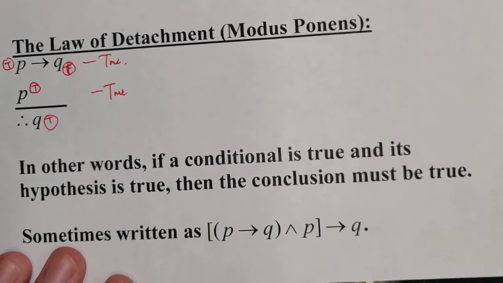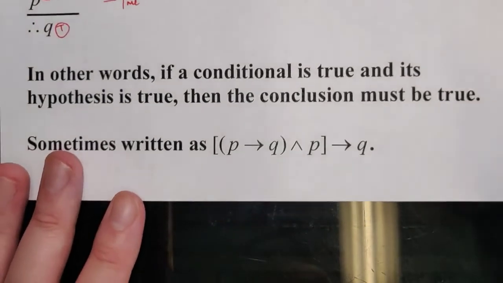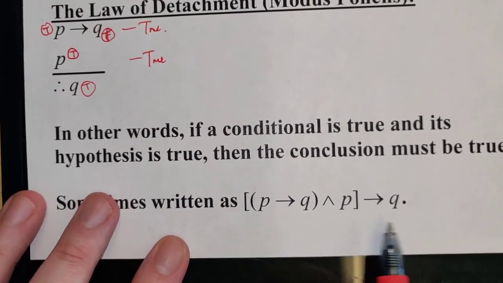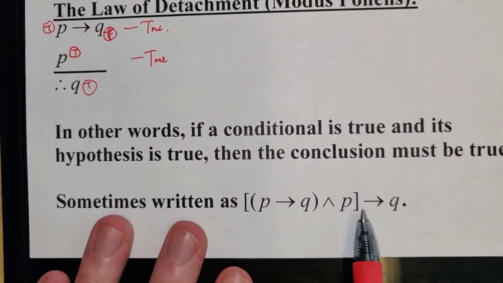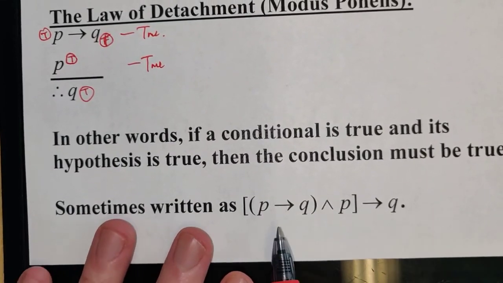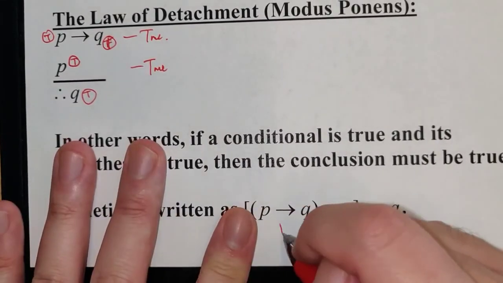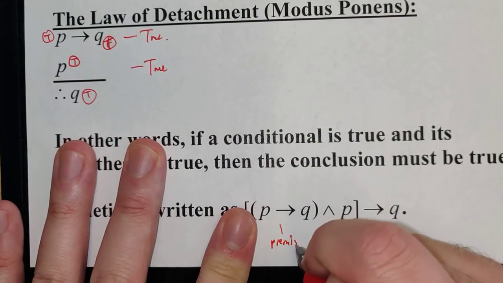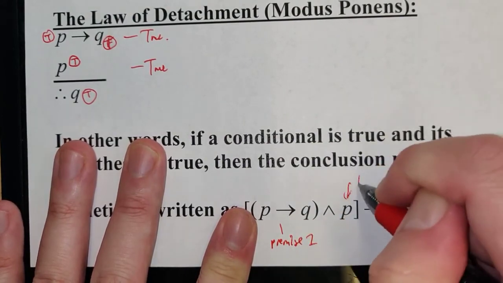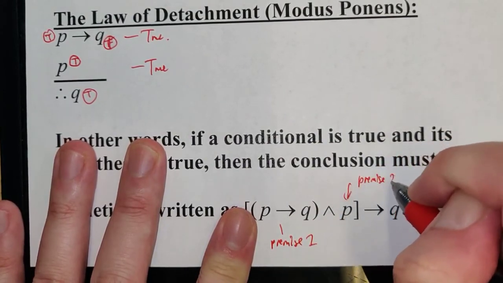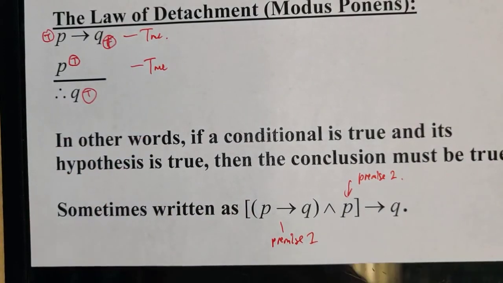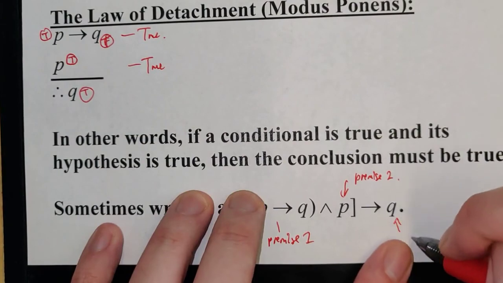Now, you'll sometimes note that we can also write the law of detachment out like this, as P implies Q and P, therefore Q. Notice how in this situation this is premise the first, and this is premise the second. The two premises are joined by an and because we're given them both as true, and then this is our conclusion at the end.